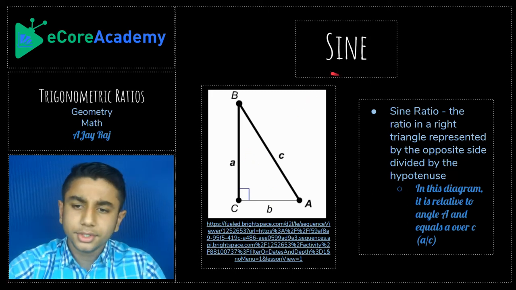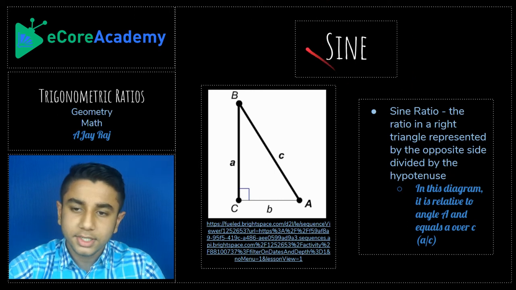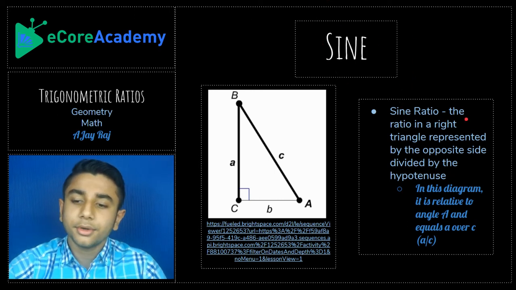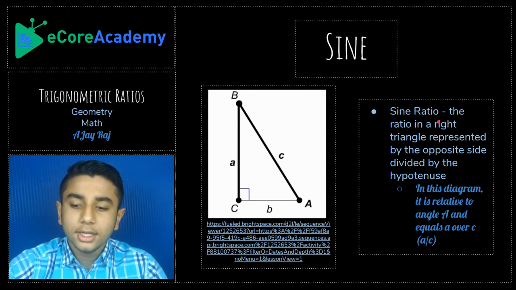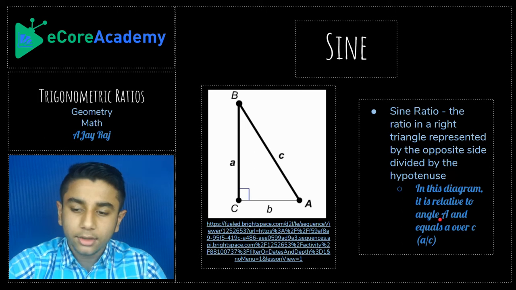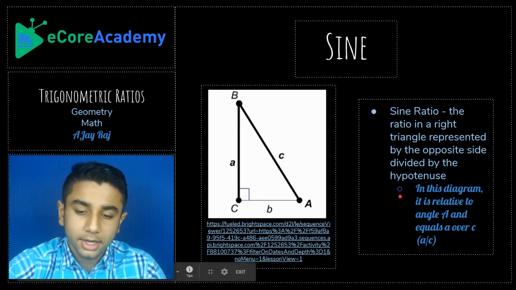So of course, this first ratio that we have here is the sine ratio, and the sine ratio is a ratio in a right triangle represented by the opposite side divided by the hypotenuse. And in this diagram, it's relative to angle A, and equals A over C, or A divided by C.